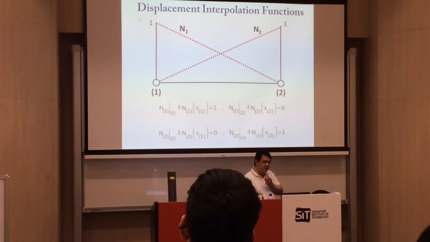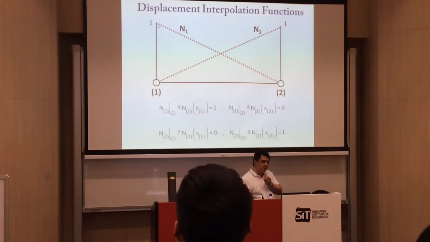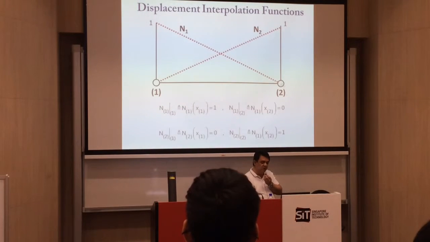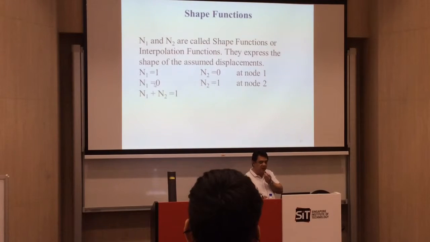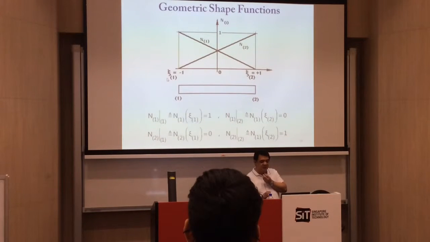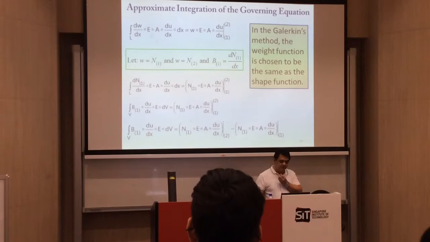So take note that your shape function will always be 1 at the node of interest, and 0 for other nodes. So N1 at 1 is equal to 1, and N2 at 2 is equal to 1. N1 at 2 is equal to 0, N2 at 1 is equal to 0. So take note of that simple definition of shape function. Now, this is just a very simple shape function, linear.